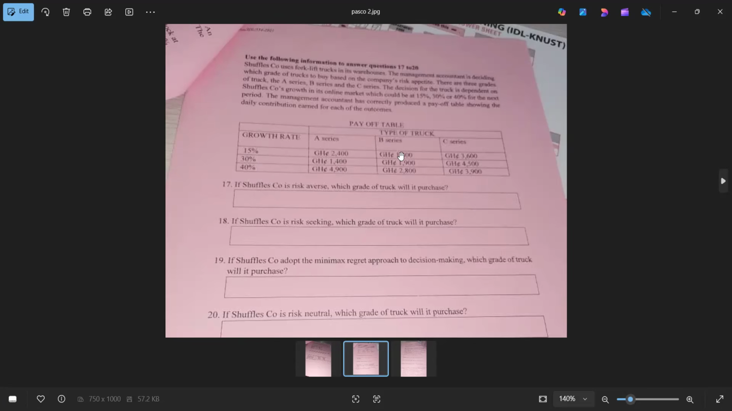When we come to B series, 1,800 by 15%, 1,900 by 30%, 2,800 by 40%. Then I'll add them up. When I come to the C series, same, 3,600 by 15%, 4,500 by 30%, 3,900 by 40%. Then I'll add them up. Now I'll be presented with three totals, 1, 2, 3. I am expected to select the maximum of the expected value to be the track that I'll select. So look at it.